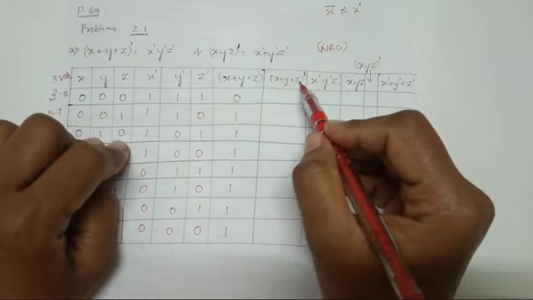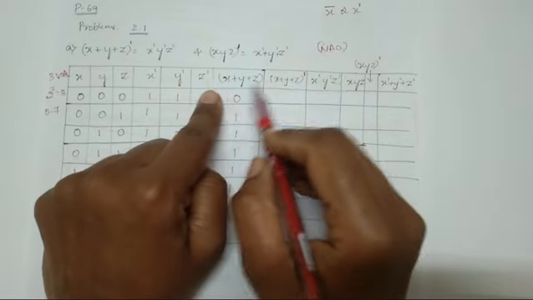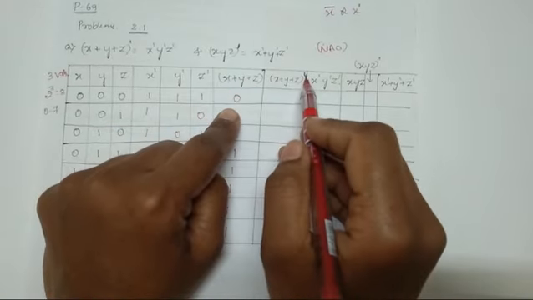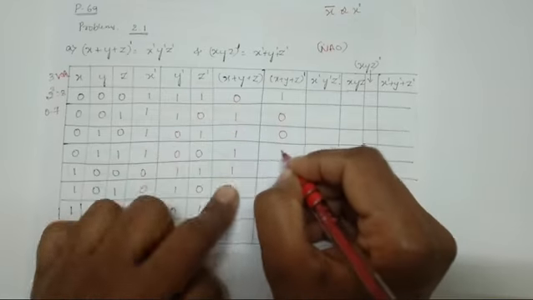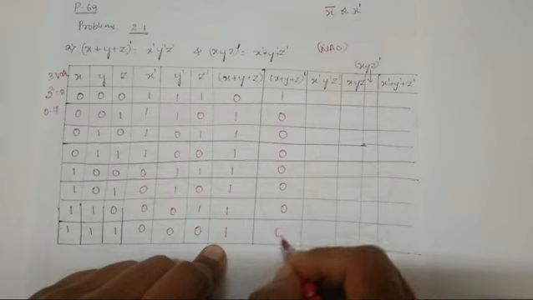Next, x plus y plus z whole bar. So we have already found this. What we have to do? We have to take the complement. So 0 complement is 1, 0 0 0 0 0 0 0.